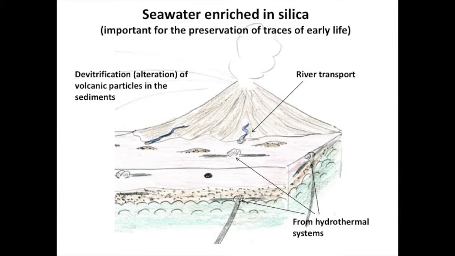I want to say a little bit about the chemical composition of the seawater. The early seawaters were supersaturated in silica, and there were a number of sources of silica at that time. Silica would have been in the river waters from alteration of the volcanic rocks exposed. Silica would have come from being brought up by the fluids from the hydrothermal systems, and they were very common. And silica would also have been produced by alteration of the volcanic sediments in water.